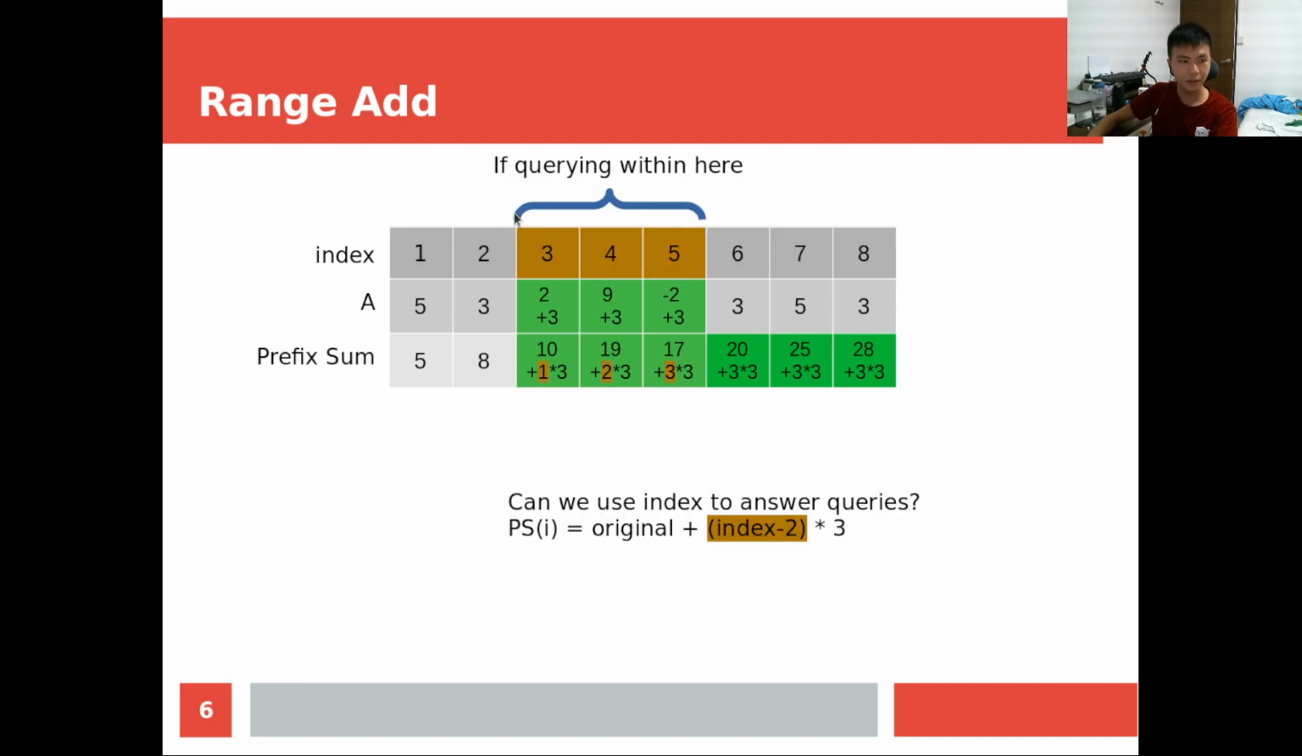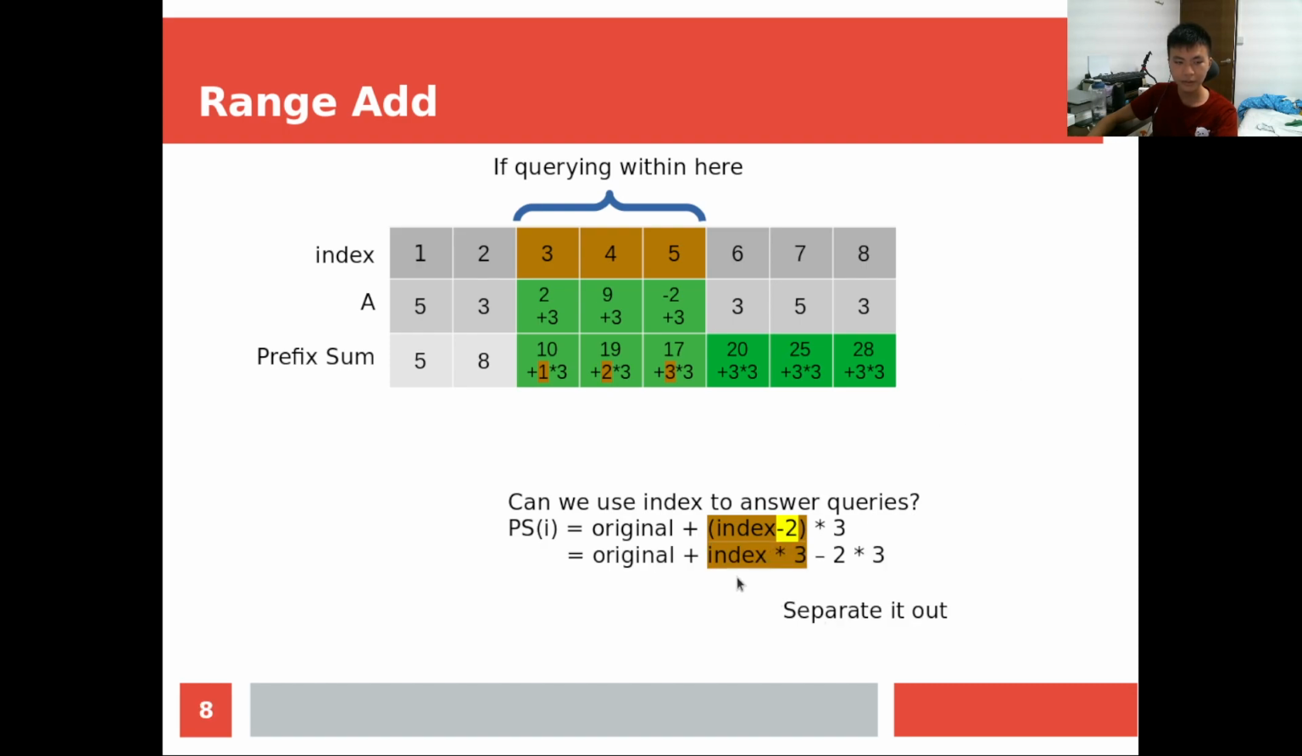If we query within index 3 to 5, and only within 3 to 5, then the new prefix sum is just the original one plus the index minus 2 times 3. As an example, if we look at index 4, how does the prefix sum change at index 4? It changes by 4 minus 2, which is 2, times 3. Of course this minus 2 is just specific to this update in this scenario, but the reason why I write it out like that is because this is a simple example we can start off on. So it will prove useful to expand it out.